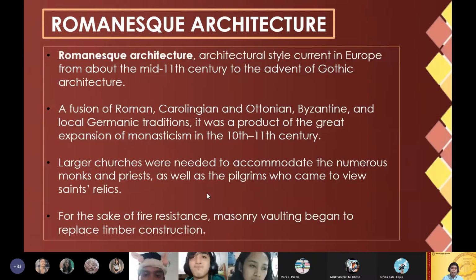Okay. So here, I've got this from a certain reference. Romanesque architecture is an architectural style in Europe from about the mid-11th century to the advent of Gothic architecture.